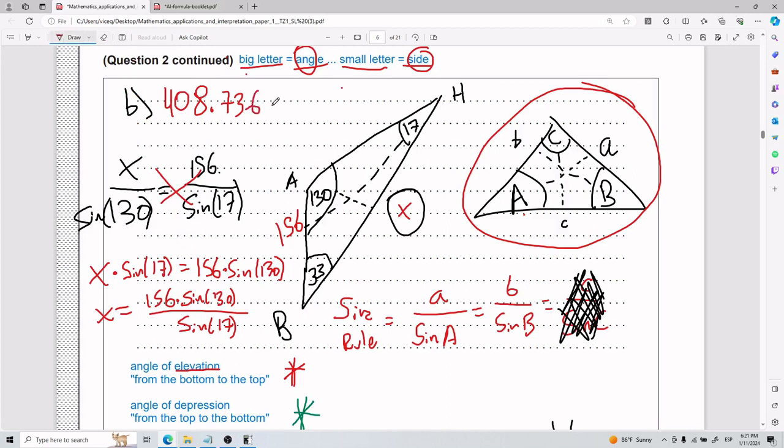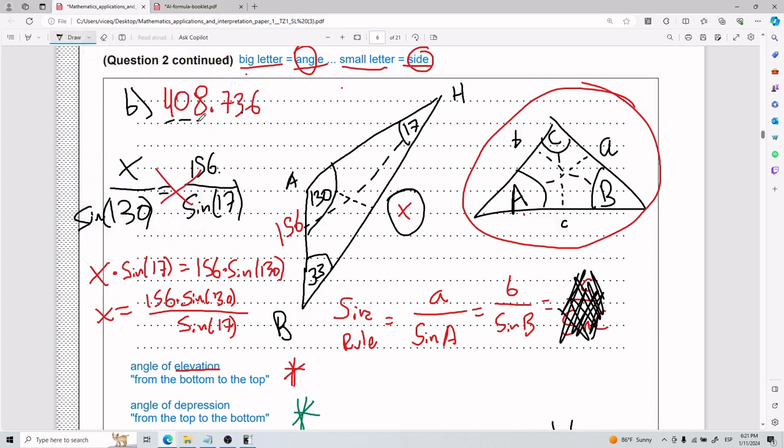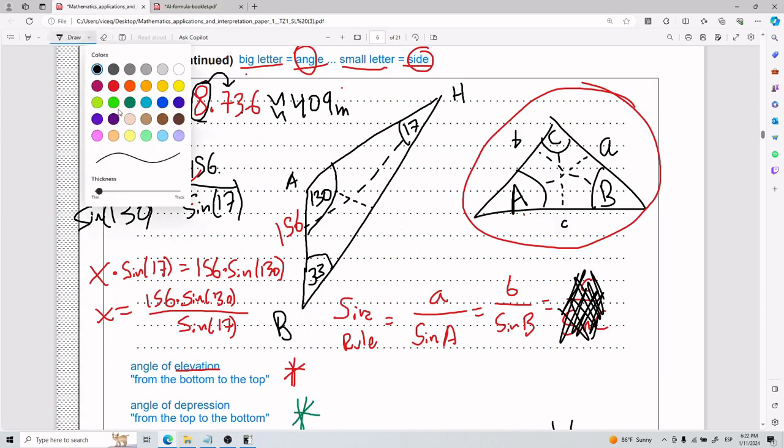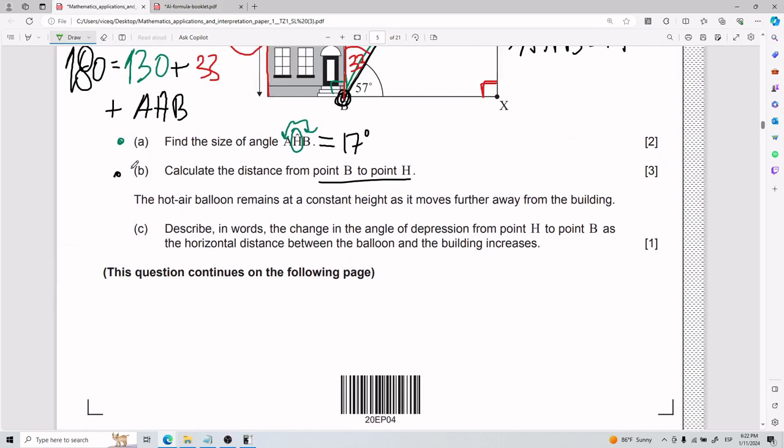736. Let's just leave it there. If you want three significant figures, you count 1, 2, 3, and this third one, you round up or down by comparing it to the one next to it. If I have a 7 next to it, it's above 5, so you round it up. You can leave it as 409. Don't forget your units, meters. So this x that I put before is actually 409. Okay? That is for part B.